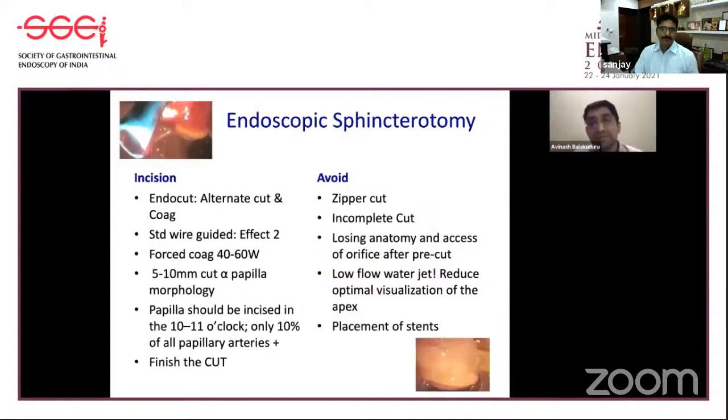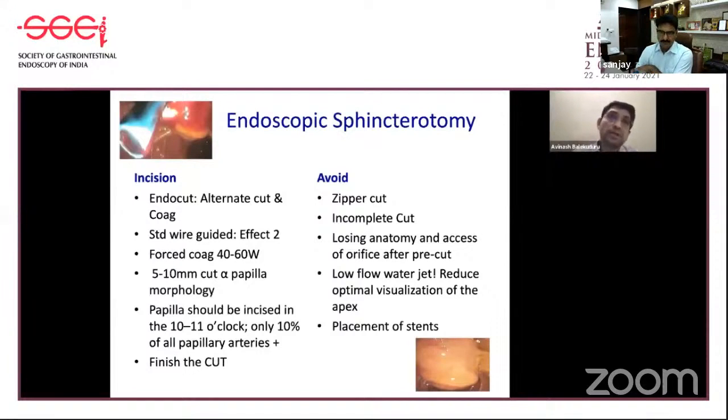So coming to the little tips on the endoscopic sphincterotomy. In the incision, it's always better to have an endocut, which tends to have a blend between cut and coagulation. It's always better to have a standard wire, that is a wire within the bile duct. Nowadays we tend to use more of the Olympus Wire D3. So we need to keep the effect at 2 and a forced coag of 40 to 60 watts. The length of the cut is usually 5 to 10 millimeters.